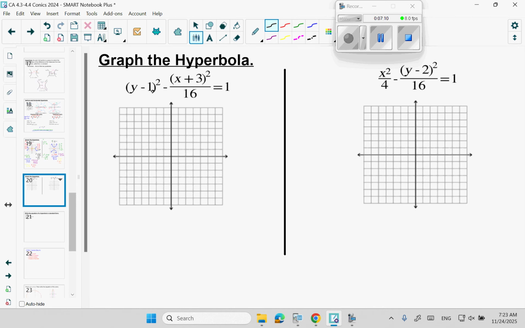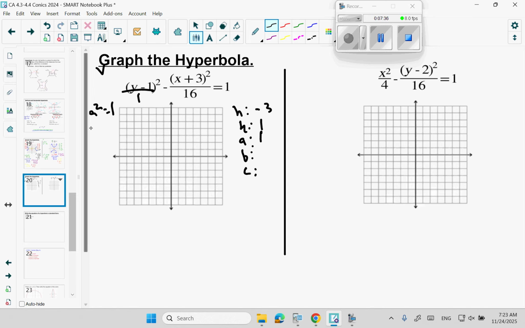We can put y over 1. Y came first, so this is a vertical. So H, K, A, B, C. H, what am I taking away from x? That'd be negative 3. K, what am I taking away from y? That'd be 1. A, so a squared equals 1, so therefore a is 1.